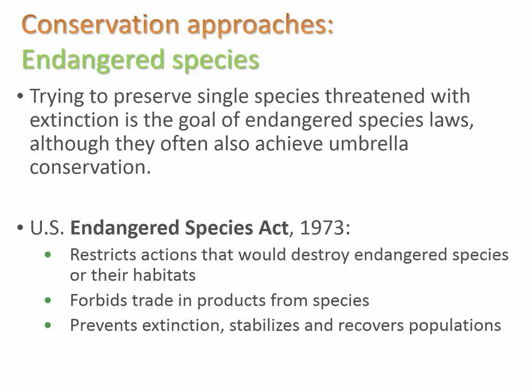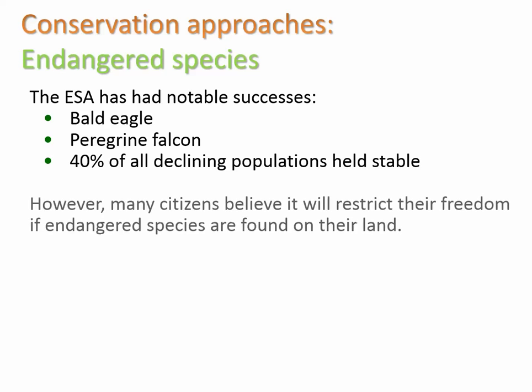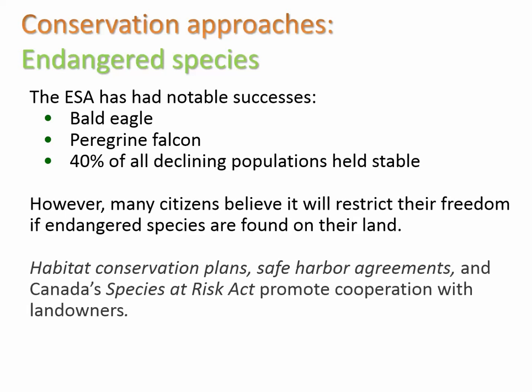There have been some success stories of this. For example, the bald eagle and the peregrine falcon, both of those were on the endangered list, and 40% of all declining populations now are being held stable. However, many citizens believe it will restrict their freedom if endangered species are found on their land. And so this can be a little tricky, and this is one of the reasons that we do environmental impact reports before going in and developing land. So habitat conservation plans, safe harbor agreements, and Canada's Species at Risk Act also promote cooperation with landowners, but you don't need to know about those for now.